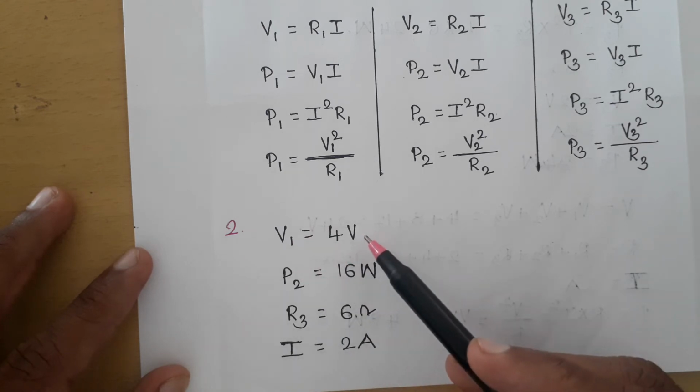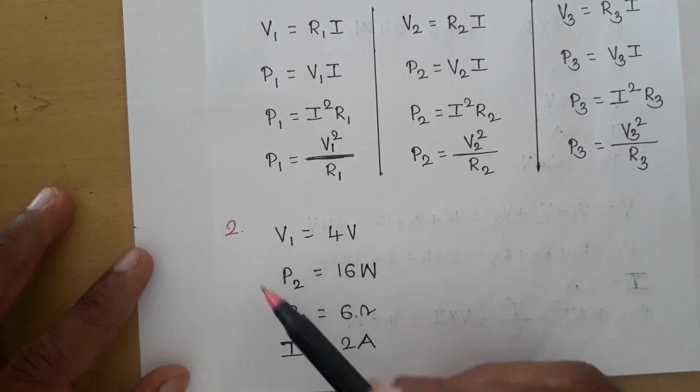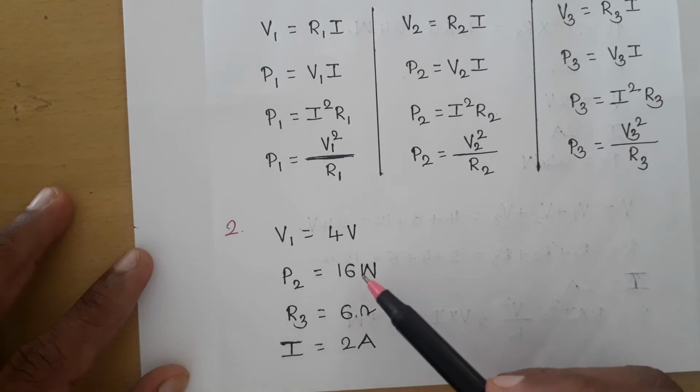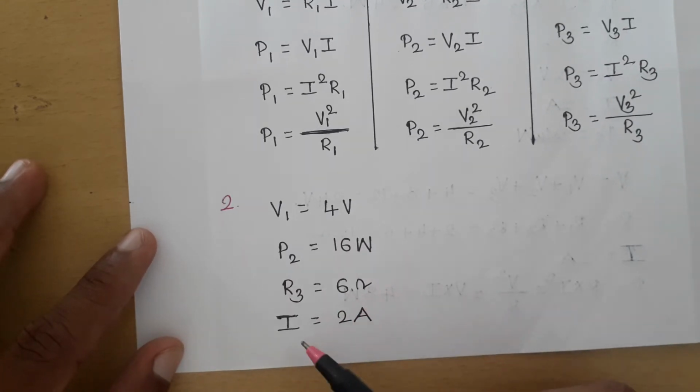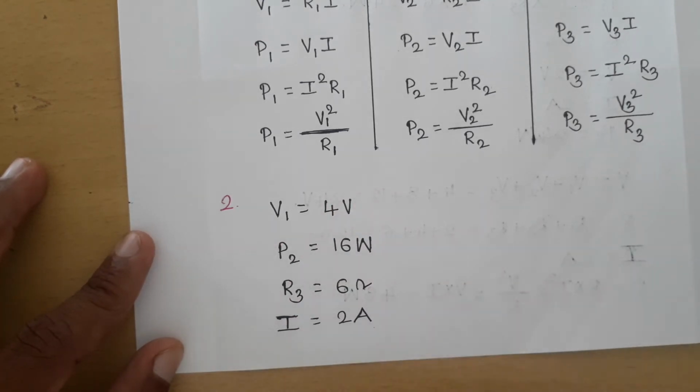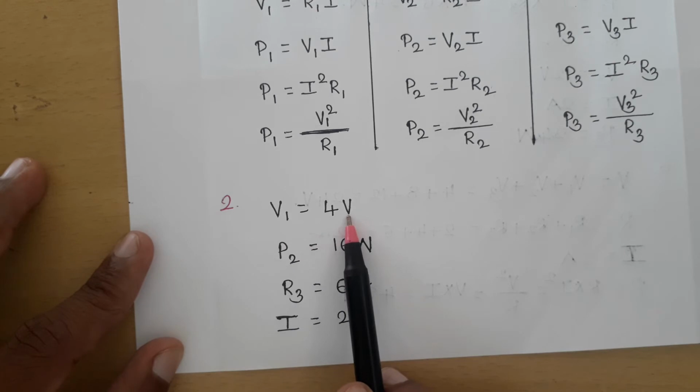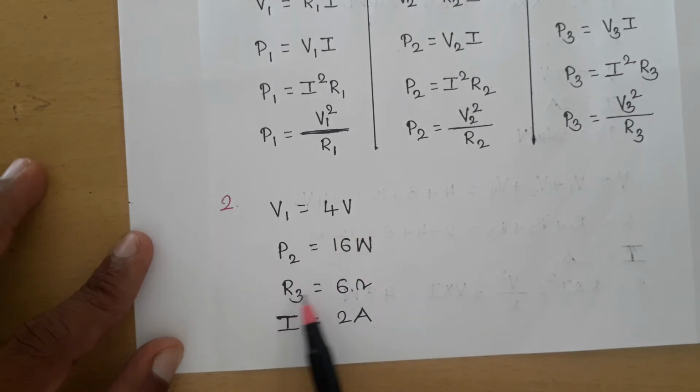So V1 equal to 4 volts. The second element power is given, so P2 equal to 16 watts. The third element resistor value is given as 6 ohms, and current in the circuit is 2 amperes. So first element voltage is given, second element power is given, third element resistor value is given, and current in all the elements is 2 amperes.